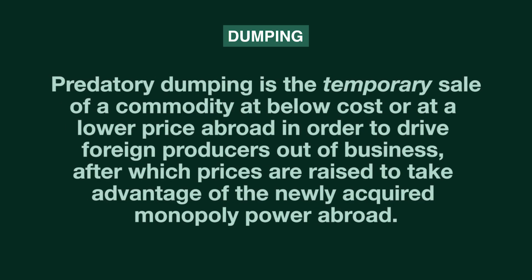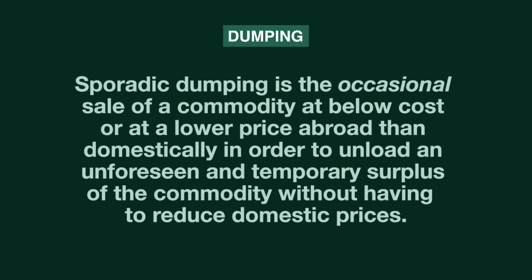Second, the predatory dumping is one where the country purposely sells the commodity at a lower price in order to gain benefit in the foreign country by reducing competition and taking advantage of the market, or by eliminating competition in the market. In case of sporadic dumping, for some reason a particular country may have a surplus of the product to sell, so they purposely reduce the price in the international market and sell it.